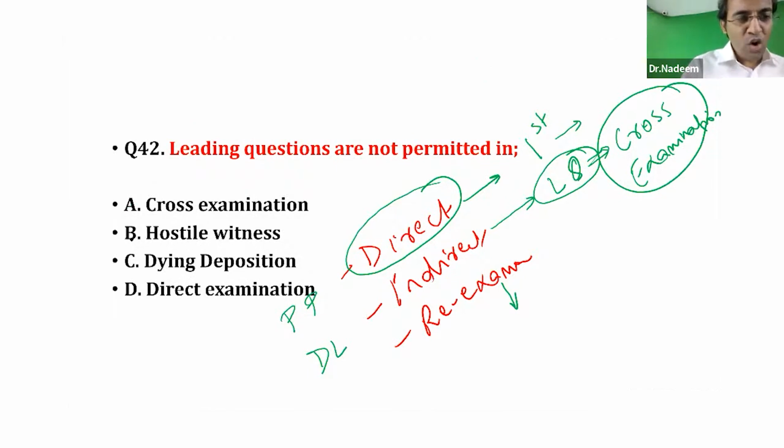Now the question is, what is the meaning of hostile witness? Hostile witness means a person, suppose one witness gave his statement on the first hearing. On the second hearing, he changed his statement. Whenever a witness keeps on changing his statements, it means either he is under pressure or he is bribed. That witness is called a hostile witness. Leading questions can be asked of him anytime.